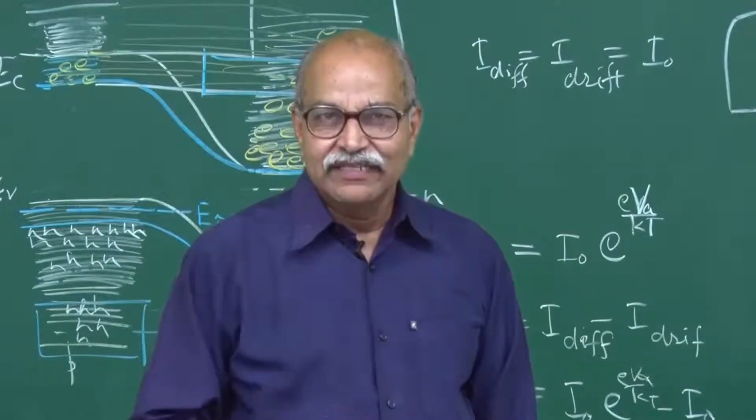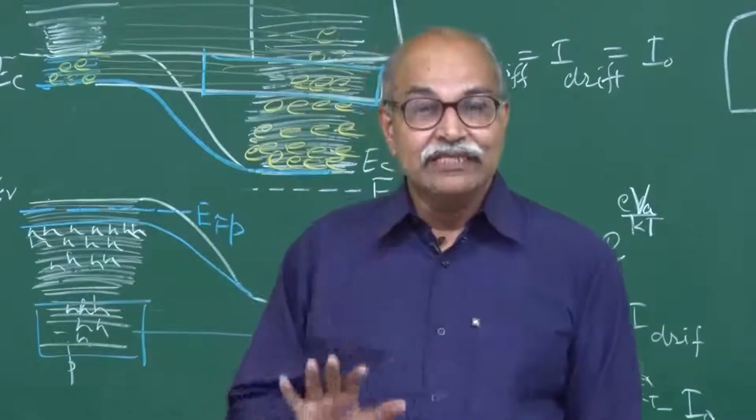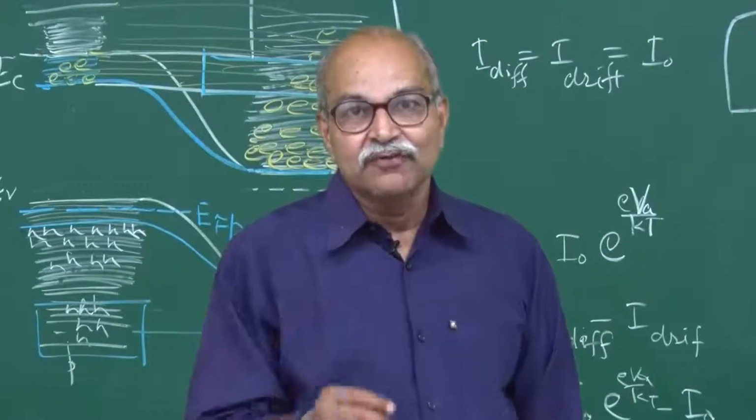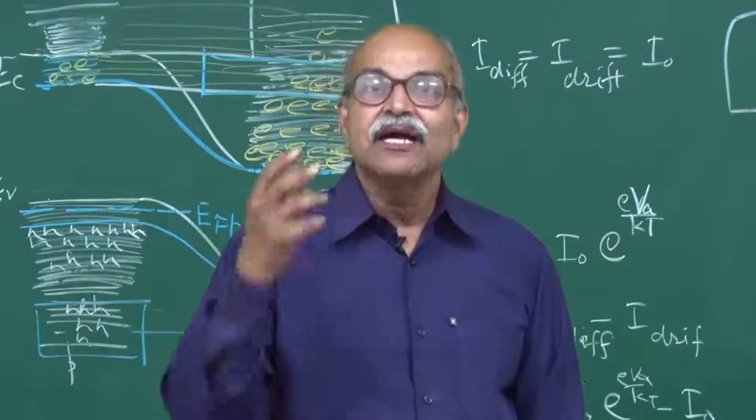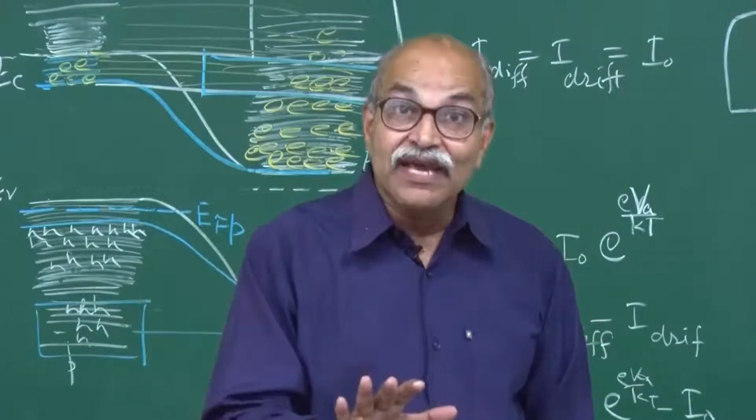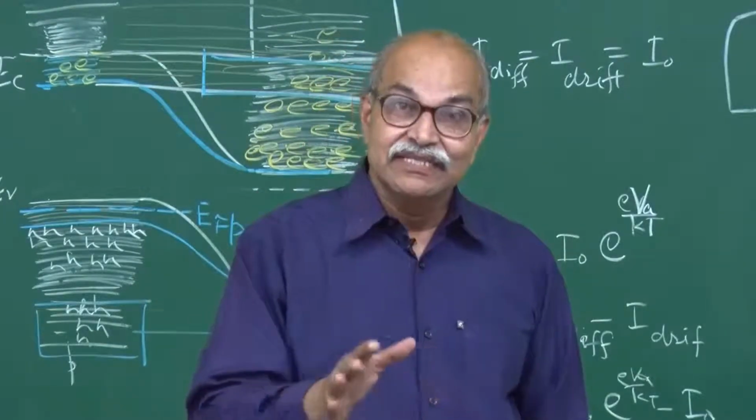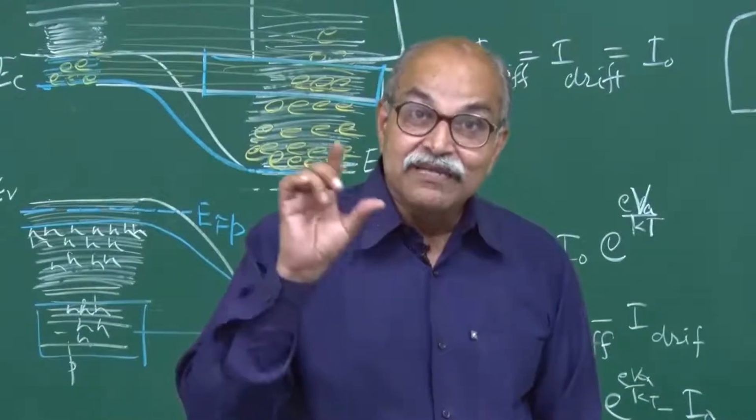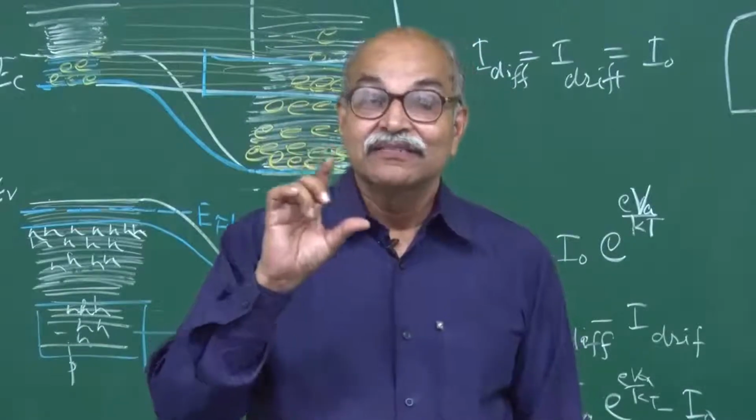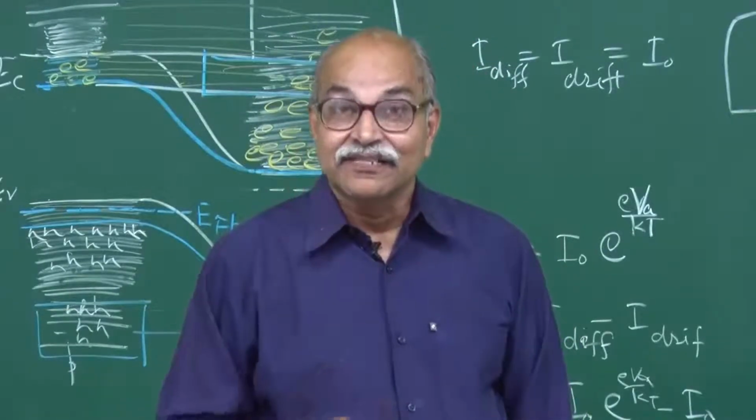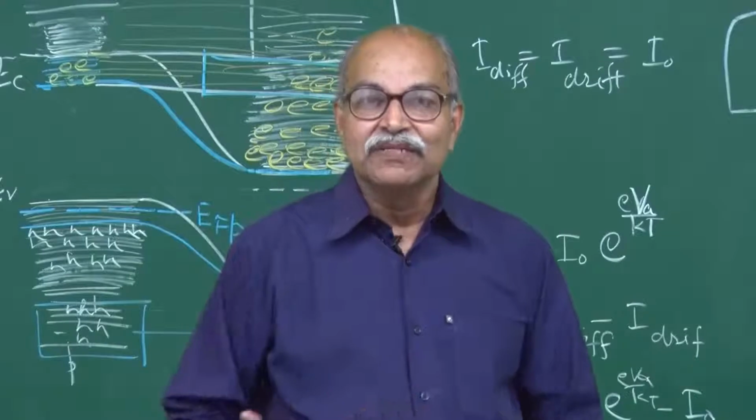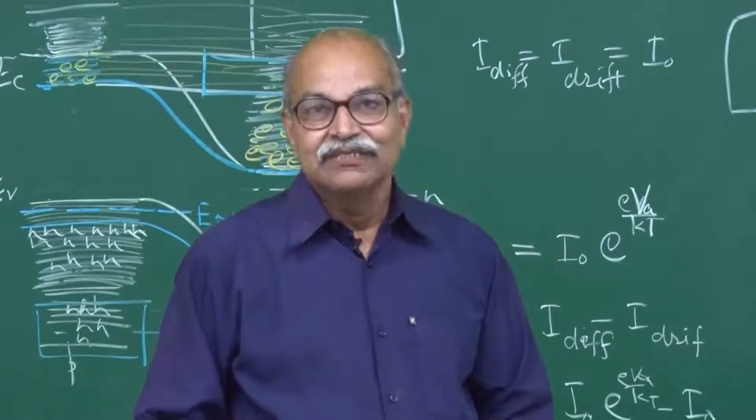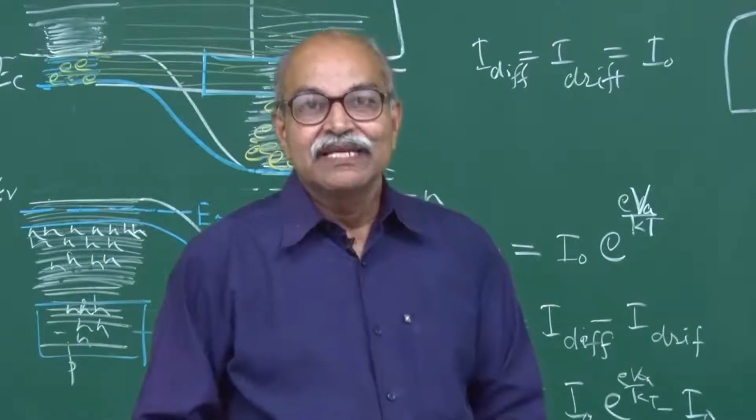All those things are there, but it does give you essentially the relation between current in forward bias and the applied voltage, as long as the applied voltage is much less than the built-in potential that is there in the junction. So we will talk more about this equation and how currents go in actual diodes. That will be in the next lecture.